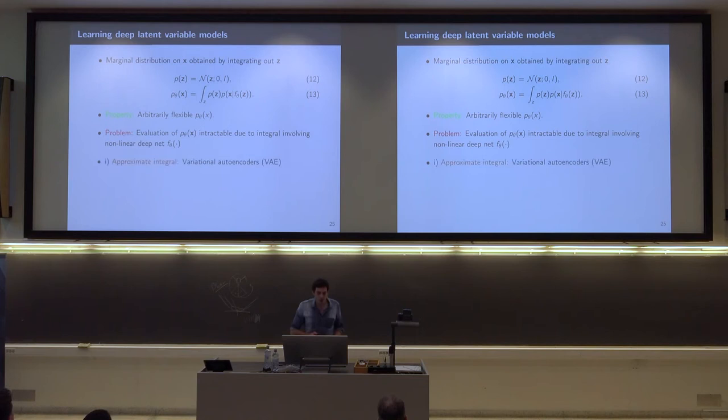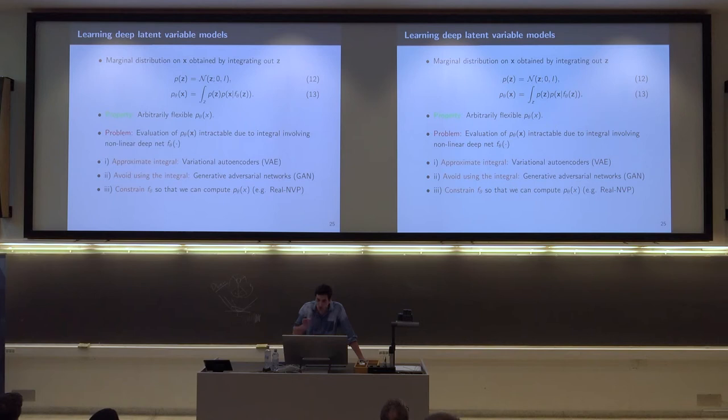So the first solution that we'll see today is to approximate this integral using variational inference to obtain an evidence lower bound. That's the idea behind variational autoencoders. Second class of model, trains the generative model without using this integral altogether. They just avoid looking at this integral. So that's, in one way, how you could present GANs, generative adversarial networks, sorry. A third solution would be to constrain the family of F theta in a way that we can still compute P theta of X.